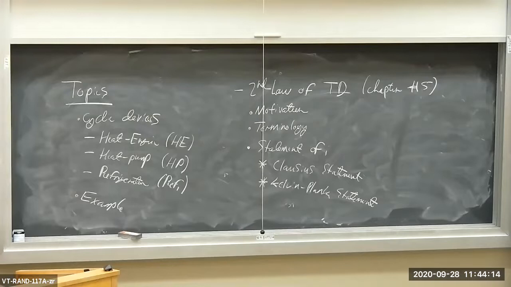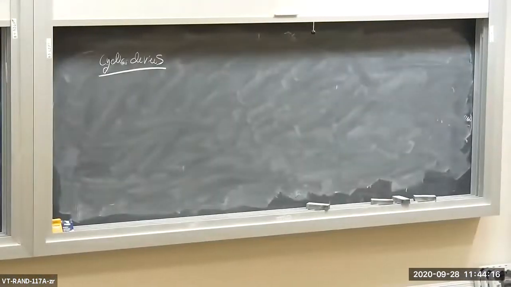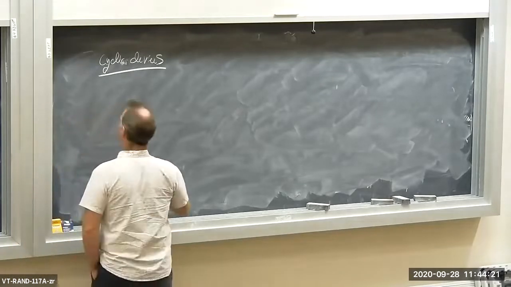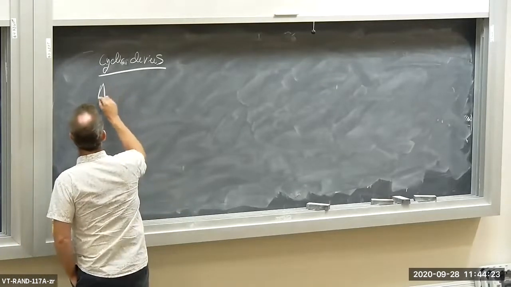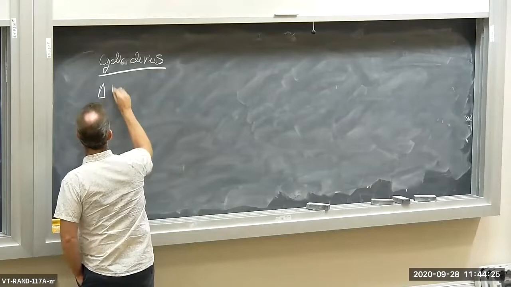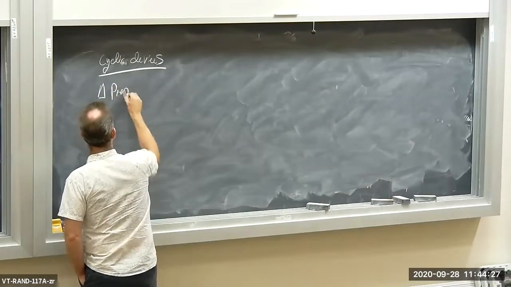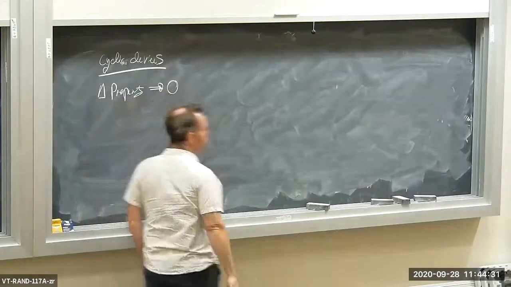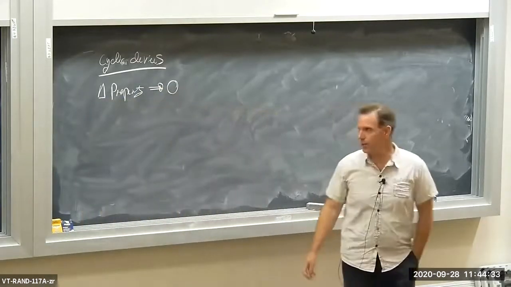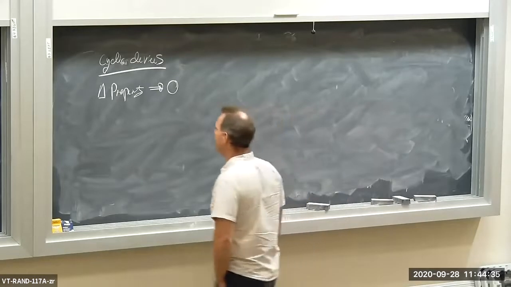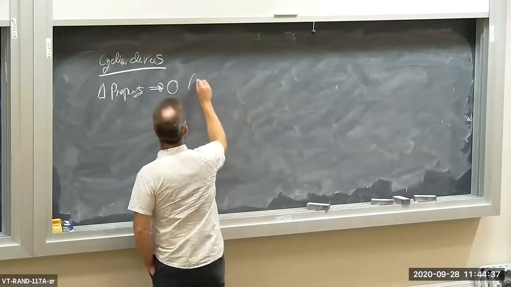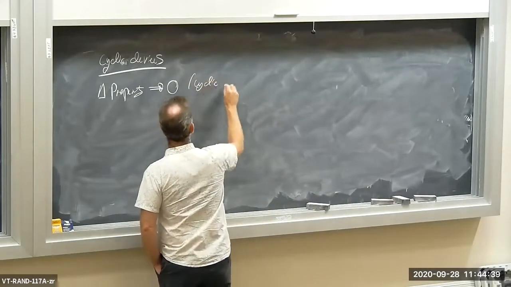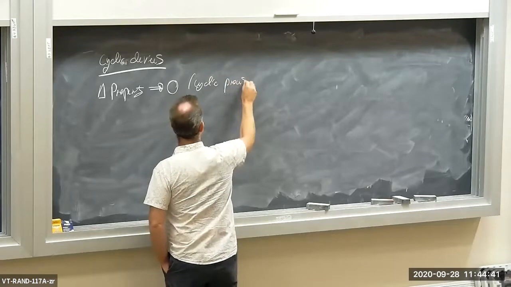All right, let's look at cyclic devices here. So what do we mean by a cyclic device? What we mean by a cyclic device is the change in any property is equal to 0 over the process. So change in any property equals 0 over the cyclic process.